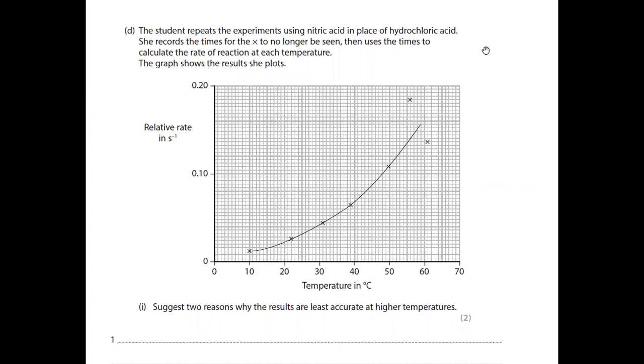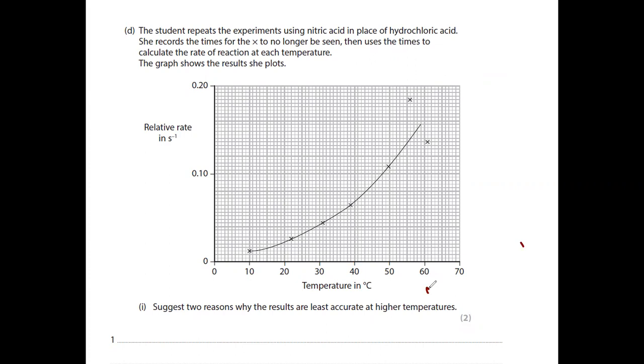Greater the rate of reaction, what does that mean about the time? If the rate of reaction is great, what does that tell you about the time? The time will decrease. So one reason can be that the reaction is taking place so fast and the time period is so short that it is hard to measure it. She is not able to measure it accurately because the time period is too short for her, right? That is one possibility, right? Making sense? Yeah.